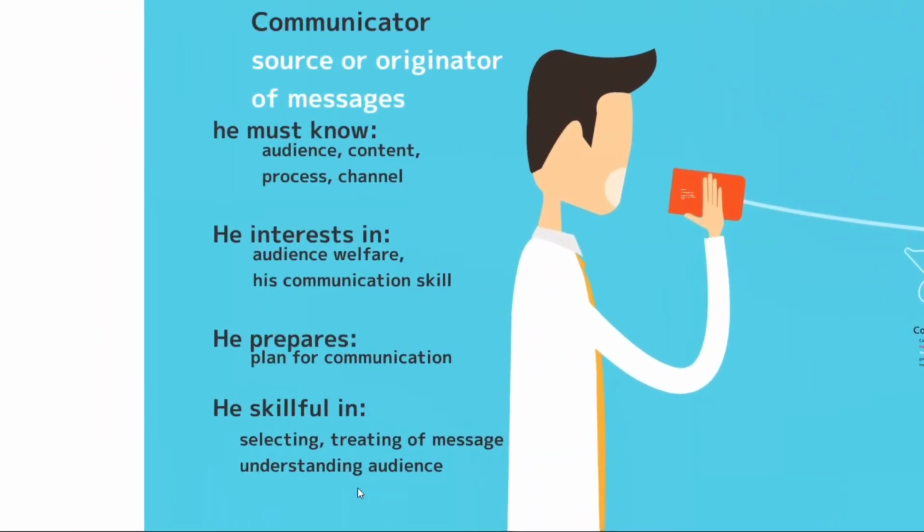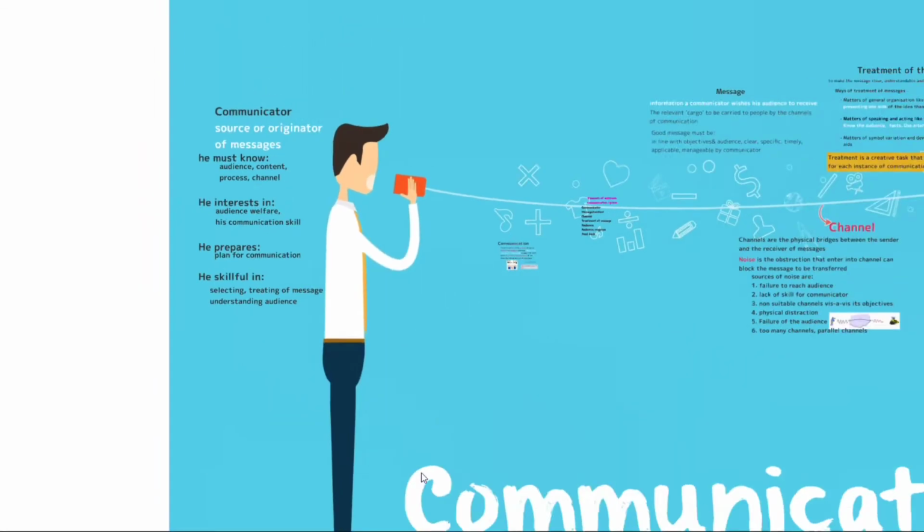The first element in the communication is communicator, who is the source of the message. For the extension program, we have to act as a communicator. To be a good communicator, we must know the audience and content, process of communication, and command over the channel of communication. As a communicator, we have to get a very good interest in audience welfare and to improve the communication skills. We must have a good plan for our communication process. A good communicator must be very much skillful to treat the message, to make that message more understandable to the audience.